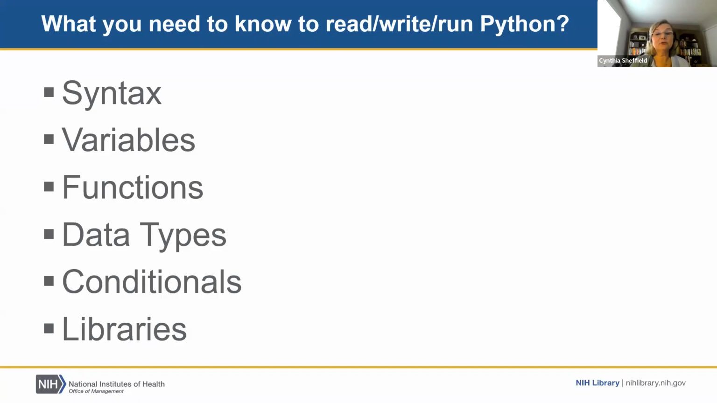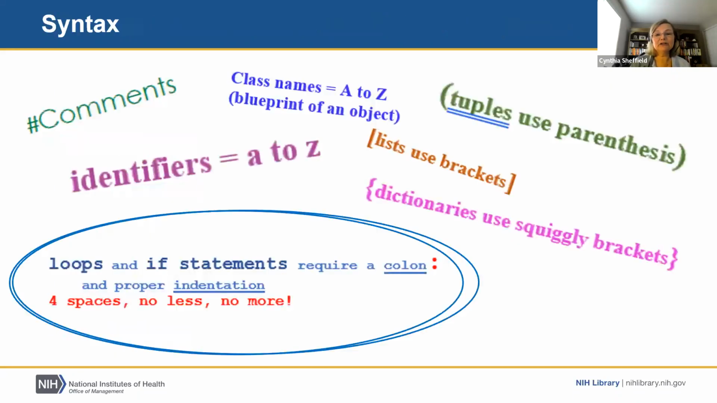So here are the concepts you'll want to know: syntax, variables, functions, data types, conditionals, and libraries. So here we go. We're going to learn a little bit about them. Syntax refers to the rules in writing Python code. There are lots and lots of rules in Python. Syntax rules will stump every coder at some point, but as you learn these rules, errors are less likely to occur.